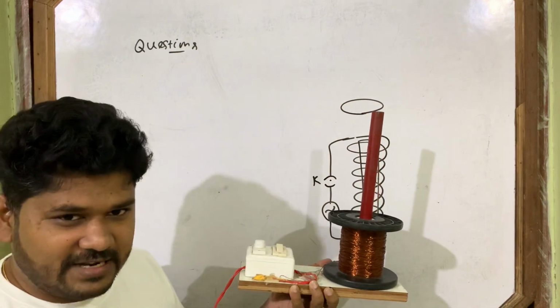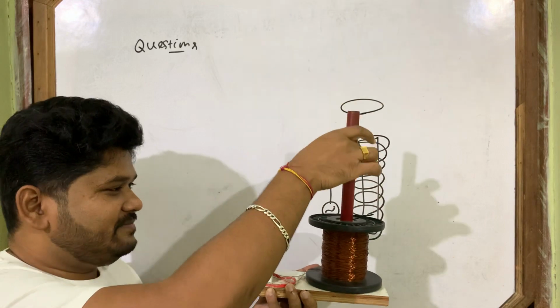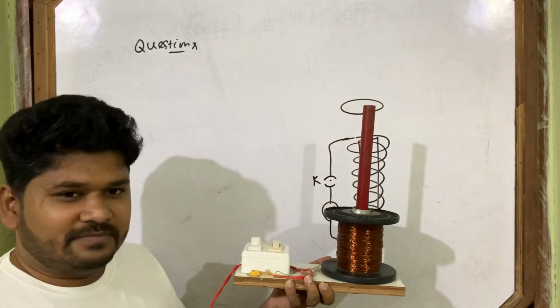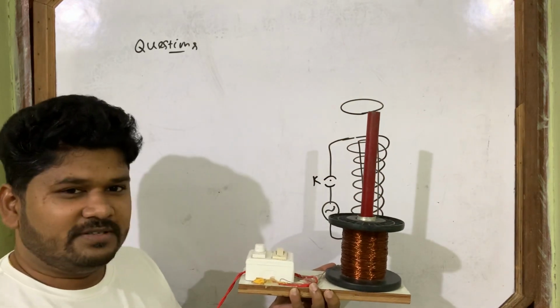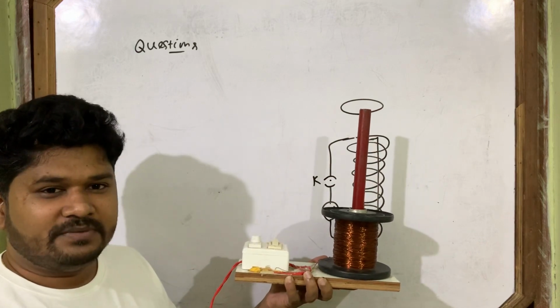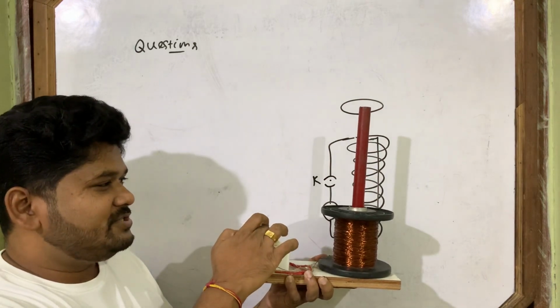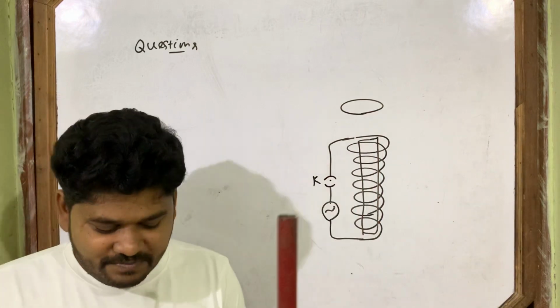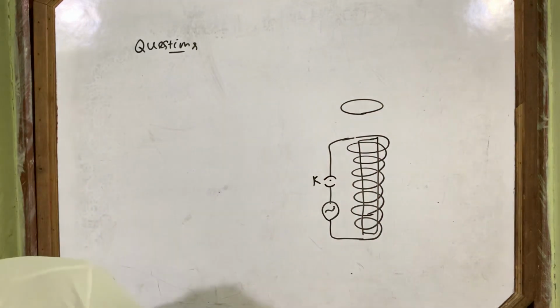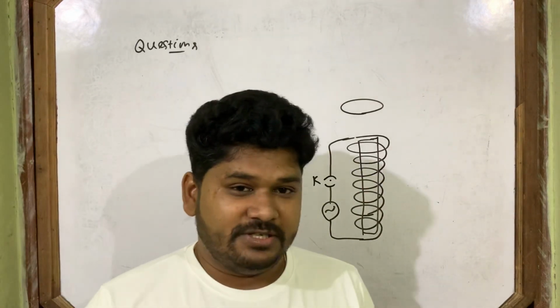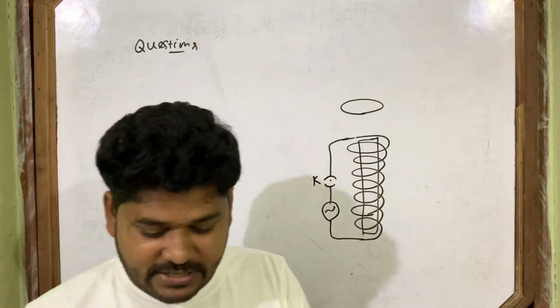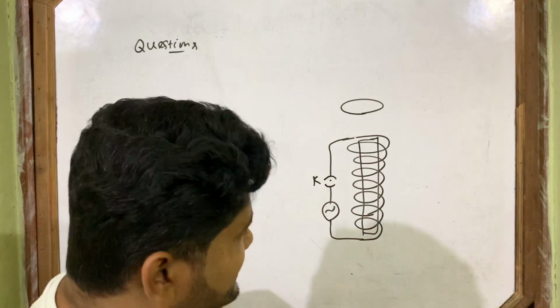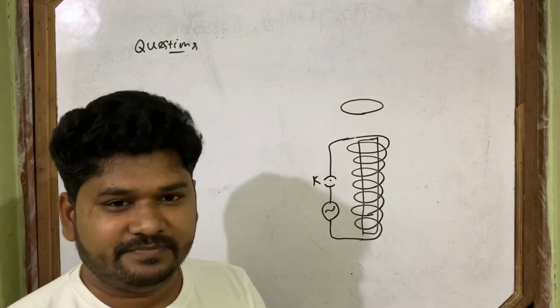Okay, I am taking another ring. If you have not seen, see here. When I do switch on, the ring will immediately jump and go away. See the jumping. But why does this happen? This is a question you will find in your exam book. But why does that ring jump?